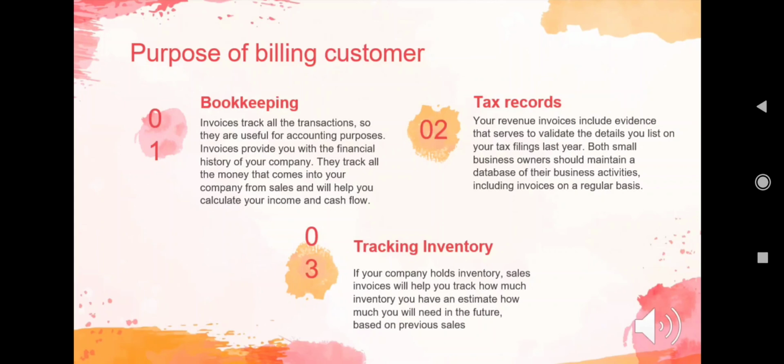Second is tax records. Your revenue invoices include evidence that serves to validate the details you list on your tax filings last year. Both small business owners should maintain a database of their business activities, including invoices on a regular basis. The last one is tracking inventory. If your company holds inventory, sales invoices will help you track how much inventory you have and estimate how much you will need in the future based on previous sales.